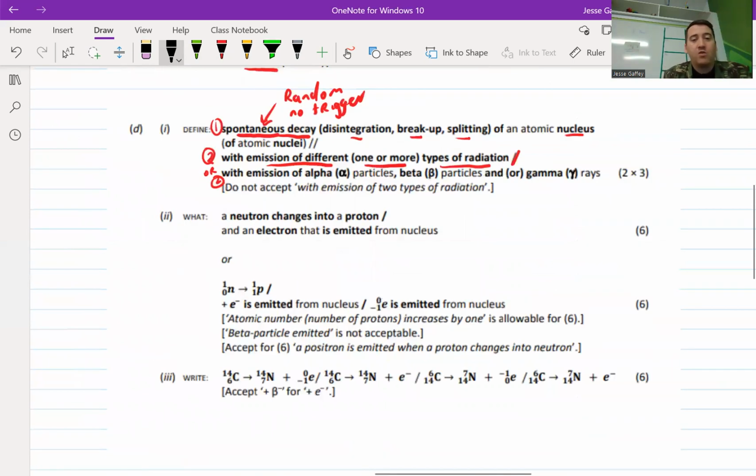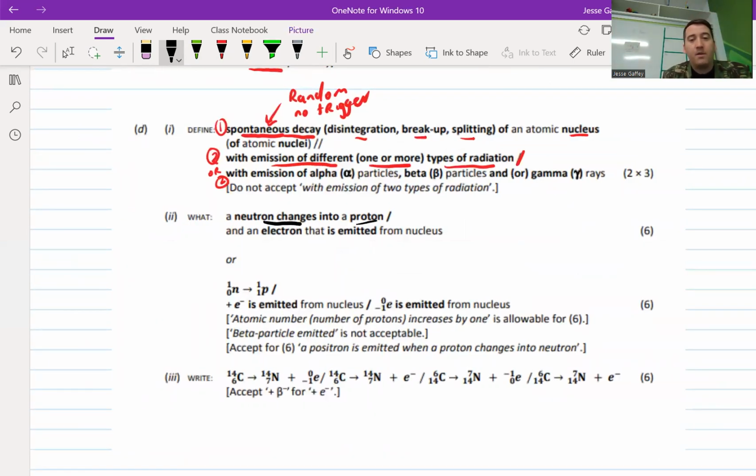Okay, a neutron changes into a proton. That's what happens. Neutron splits to a proton. 6 marks, nice, but you have to know it, right? And an electron that is emitted from the nucleus. Okay, so we have a neutron, and a neutron is actually made of a proton combined with an electron. That's what makes a neutron. So a neutron is actually made of a proton and an electron forced together. That's why it's neutrally charged, because you have a plus and a minus. But when a neutron decays, the electron is fired out of the atom.